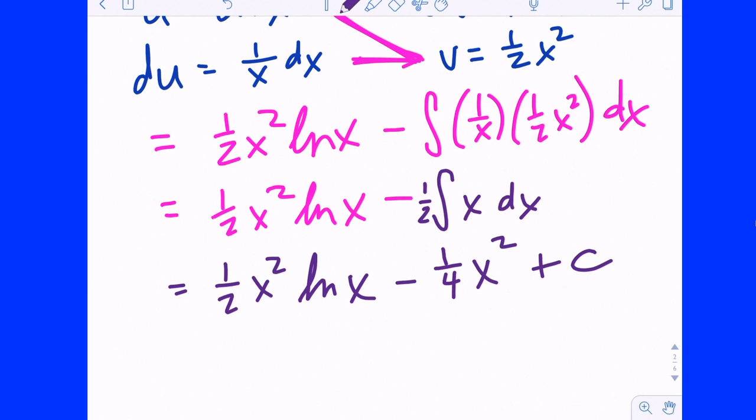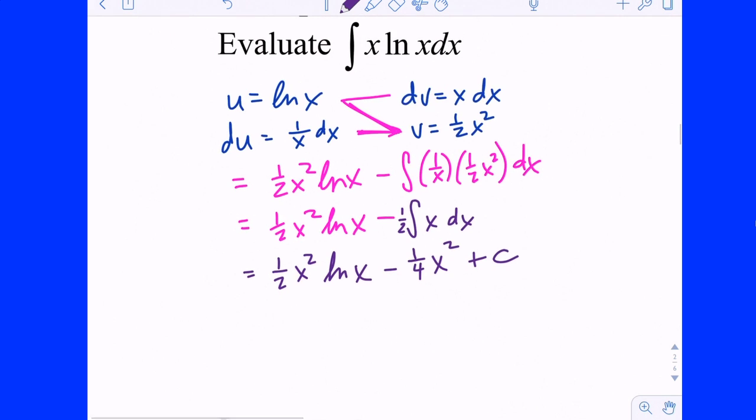We would prefer, again, remember, to let the power of x be u. But sometimes we have to let it be the other one because the other factor we only know how to take the derivative of. And the natural log of x is one of those examples.